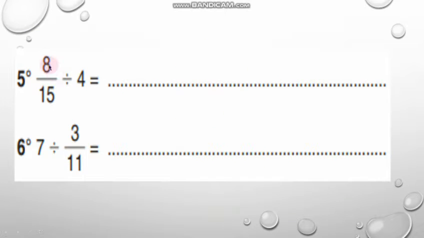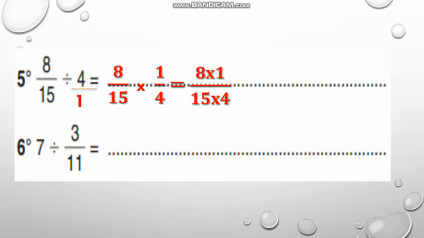Now I have 8 over 15 divided by 4. When I have a single number, I write 4 over 1. So now I write 8 over 15 times 1 over 4. So I write 8 times 1 over 15 times 4.